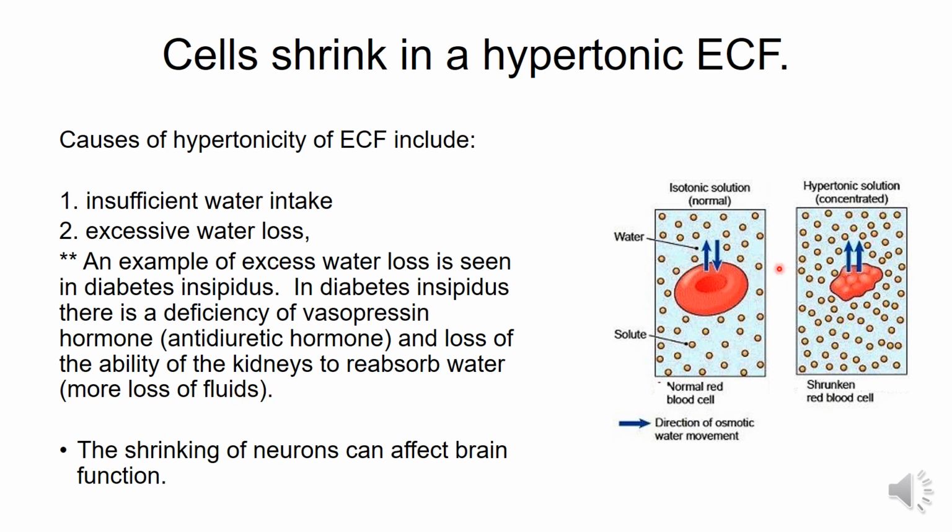And you can see here in this diagram, this is an isotonic solution, normal concentration of ions, and the volume of the cell is almost normal. If these cells are put in hypertonic solution, containing concentrated ions, water will move from the cell toward the extracellular fluid. This leads to shrinkage of the cells.